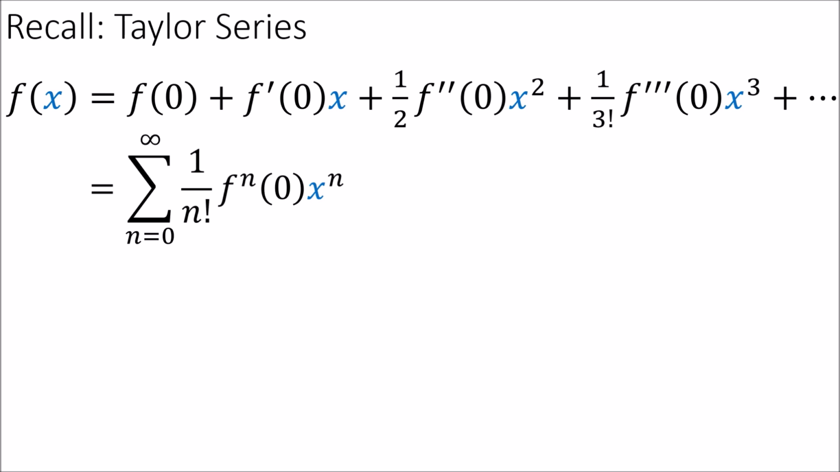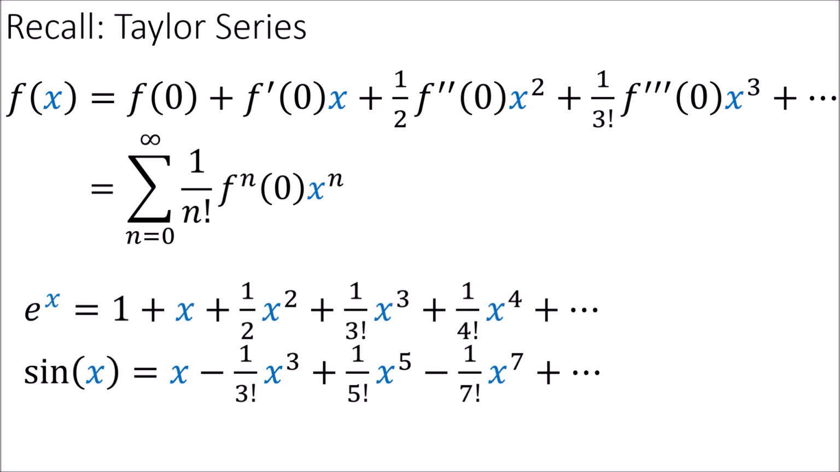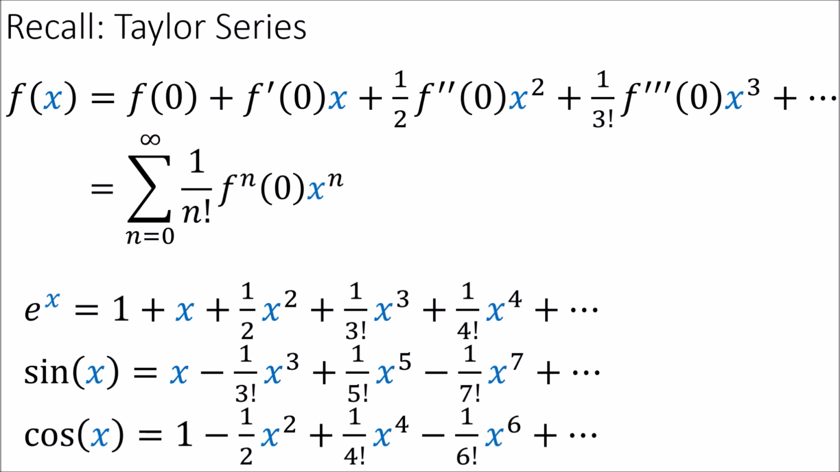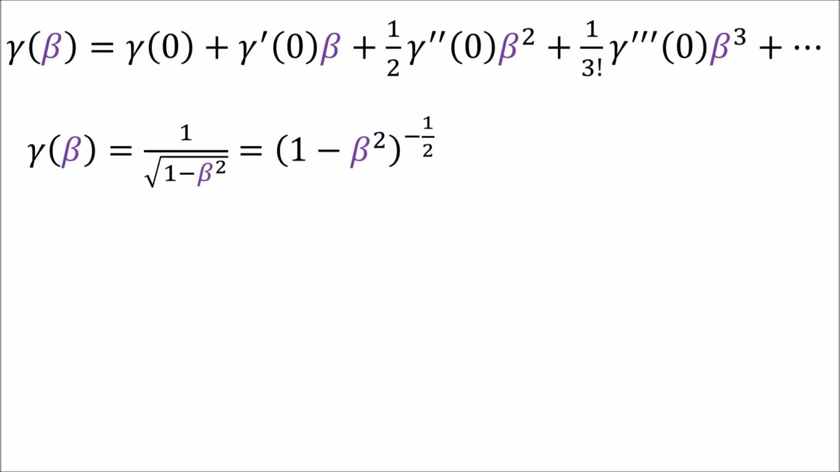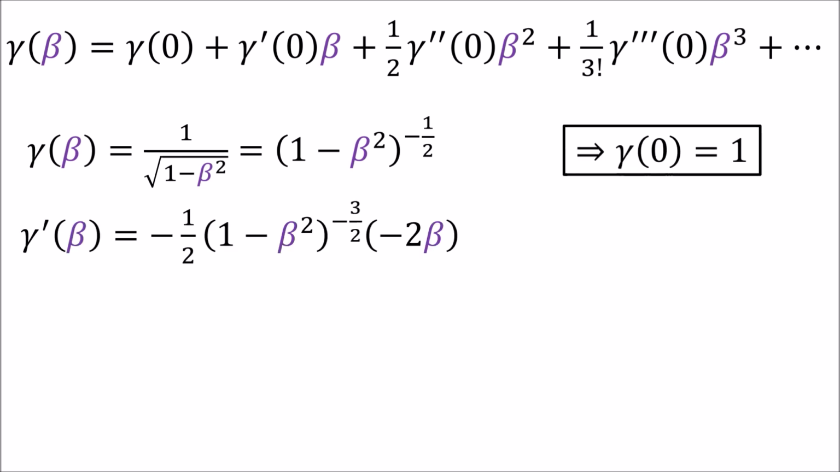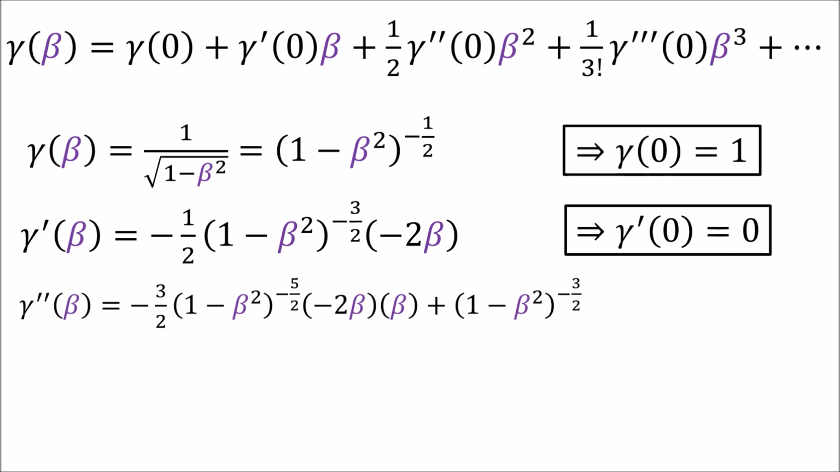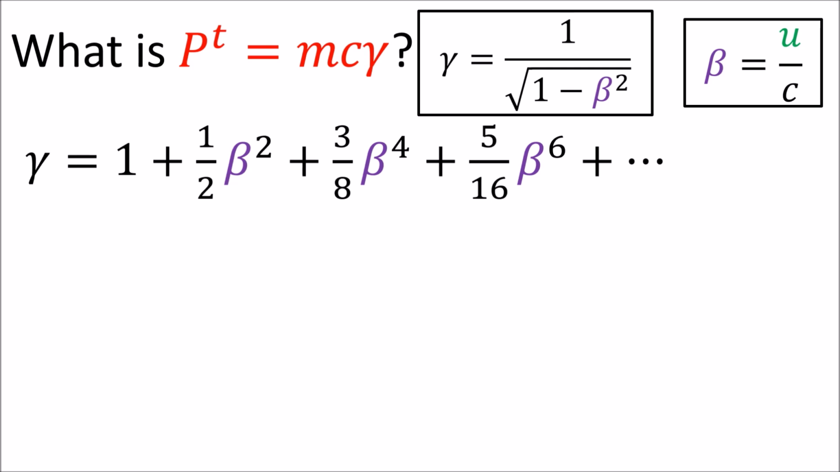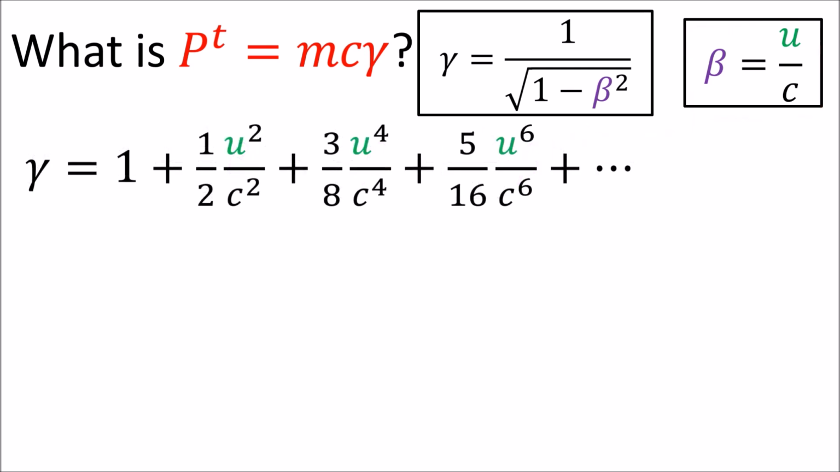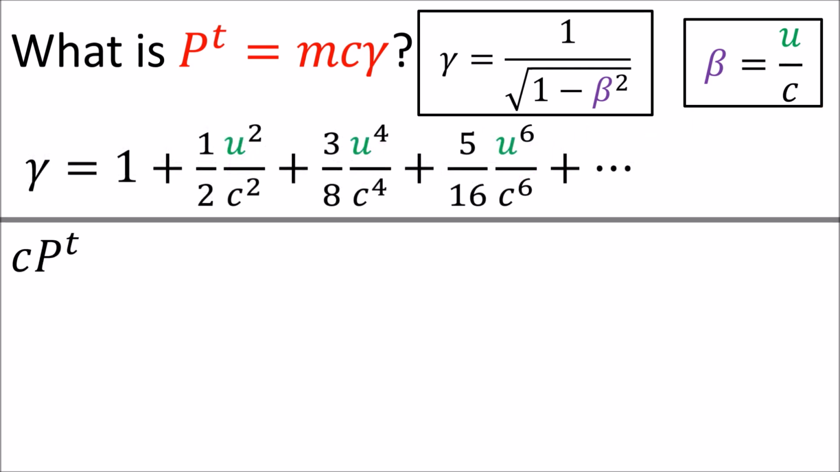You might already be familiar with the Taylor series of e to the x, sine of x, and cosine of x. It turns out that the Taylor series for gamma as a polynomial in beta looks like this. If you want to prove this, you can calculate the coefficients by taking derivatives of gamma with respect to beta and then evaluating them at beta equals 0. Now recall, beta is just a fraction of the speed of light, u over c, so we can sub that in now for beta. And if we take the time component of 4-momentum and multiply it by c, we get m times c squared times gamma.